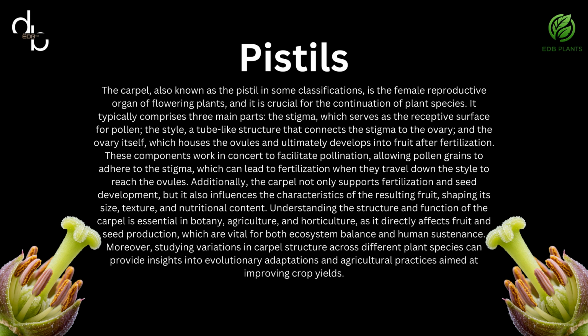Additionally, the carpel not only supports fertilization and seed development, but it also influences the characteristics of the resulting fruit, shaping its size, texture, and nutritional content. Understanding the structure and function of the carpel is essential in botany, agriculture, and horticulture, as it directly affects fruit and seed production, which are vital for both ecosystem balance and human sustenance. Moreover, studying variations in carpel structure across different plant species can provide insights into evolutionary adaptations and agricultural practices aimed at improving crop yield.